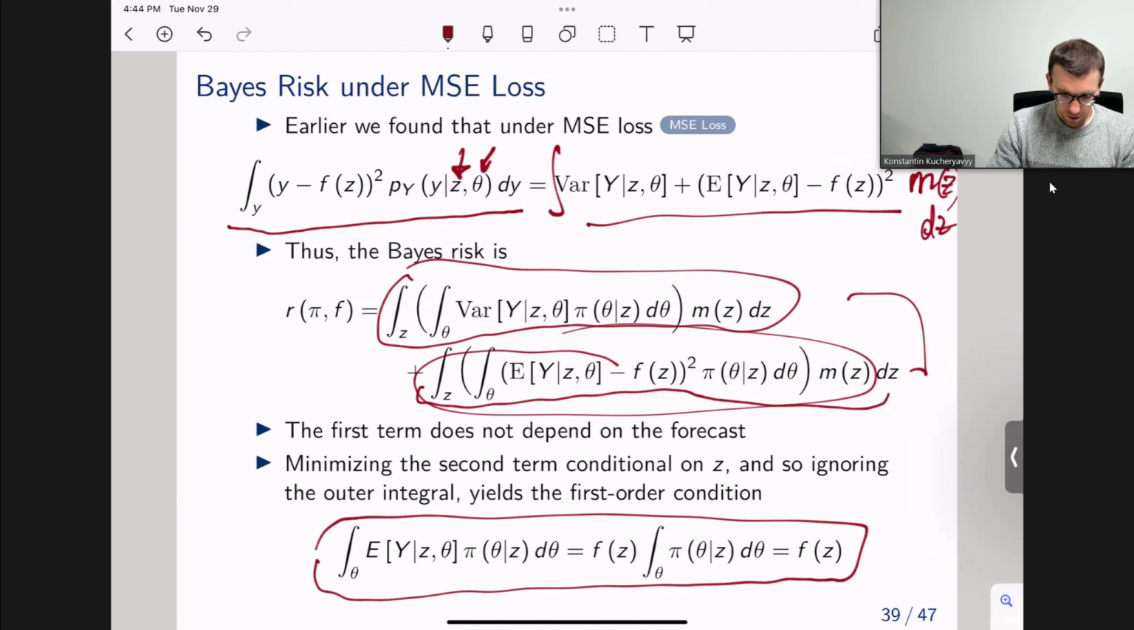And so now the difference between this Bayesian forecast rule, Bayesian decision rule, and the classical decision rule is that in the classical decision rule, our forecast was this, while here in the Bayesian decision rule, it's an integral over our posterior distribution.